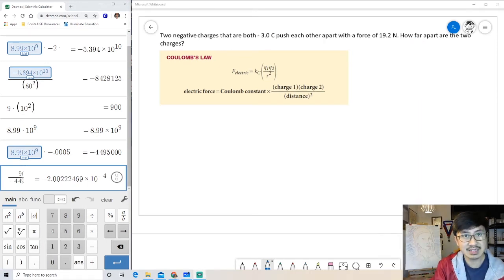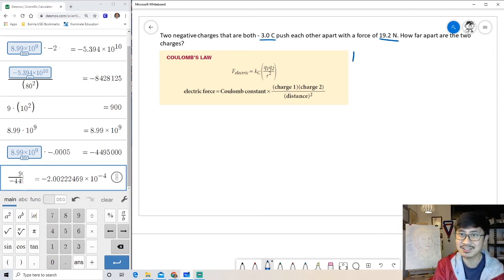Okay, last example. Two negative charges are both negative 3 coulombs. Man, these things are really, really strong. And they push each other apart with a force of 19 newtons. How far apart are these two charges? Well, they got to be really far apart because 3 coulombs each is really, really strong.